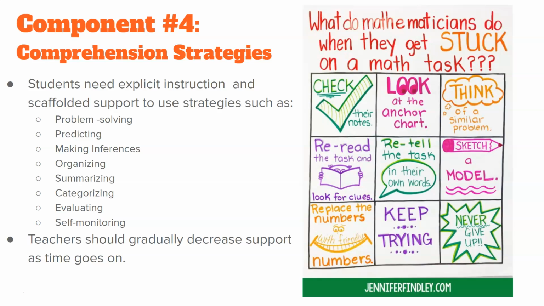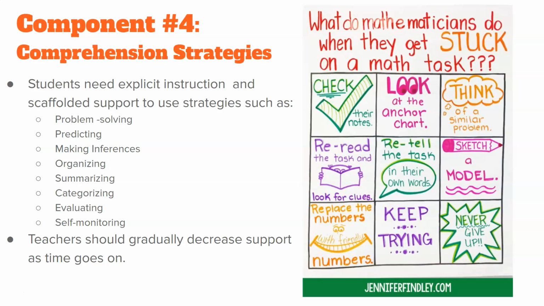Component number 4 would be comprehension strategies. Students can use these comprehension strategies across different content areas. Students have to learn from explicit instruction how to do these things. They have to learn how to problem solve. They have to learn how to predict what will happen next. What do they think the outcome will be? Students have to learn how to make inferences. Maybe all the information isn't presented, but they can put the information together that was presented to make meaning from it.